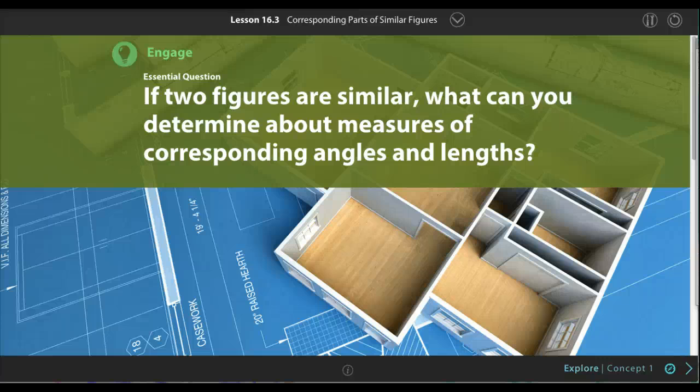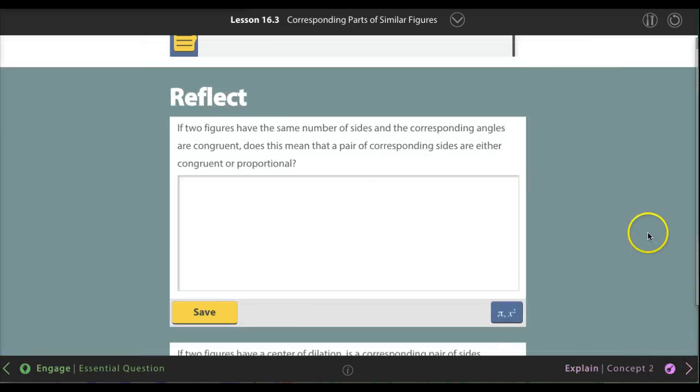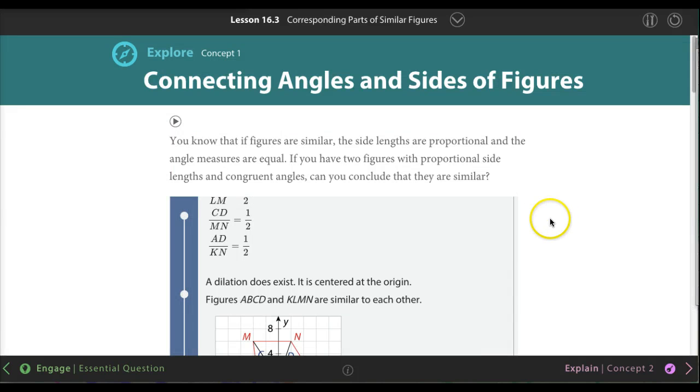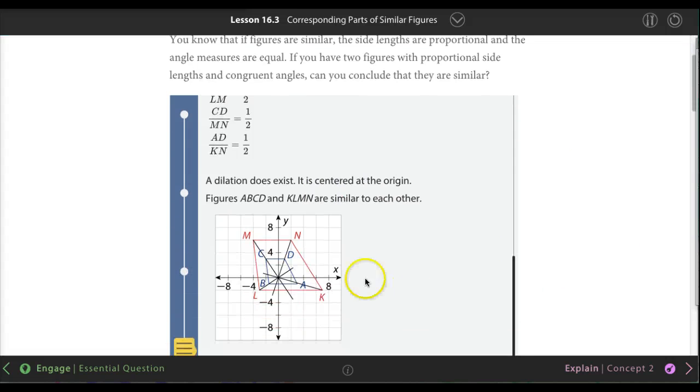Yay! Chapter 16 is also easy, just like chapter 15. If two figures are similar, what can you determine about measures of corresponding angles and lengths? Before I waste your time and go over everything, let me just tell you, simply put, what they're trying to teach you today. And yeah, you have to scroll down all of this stuff.